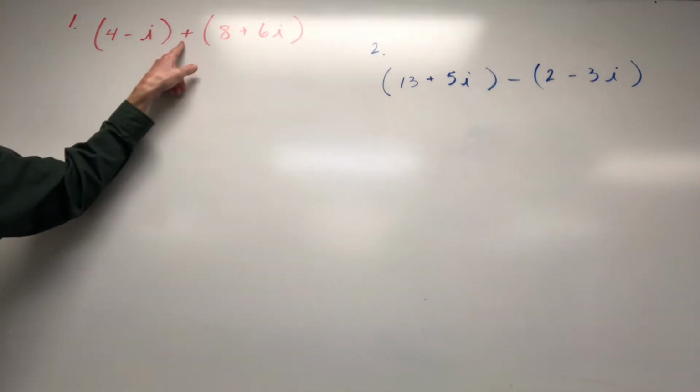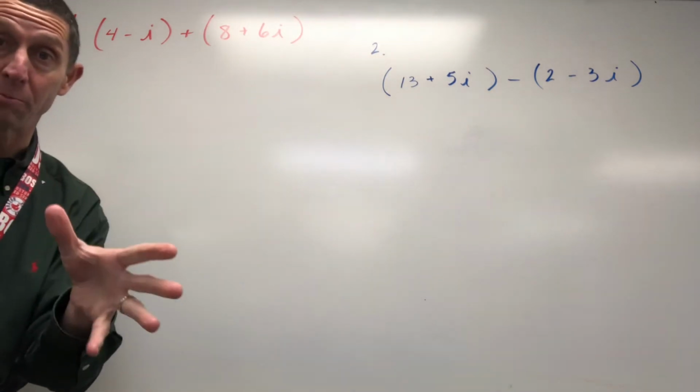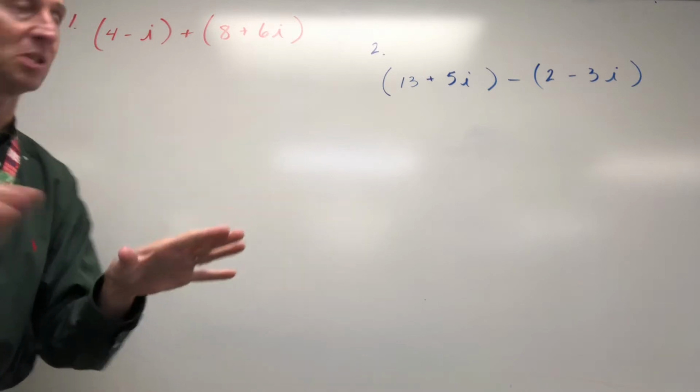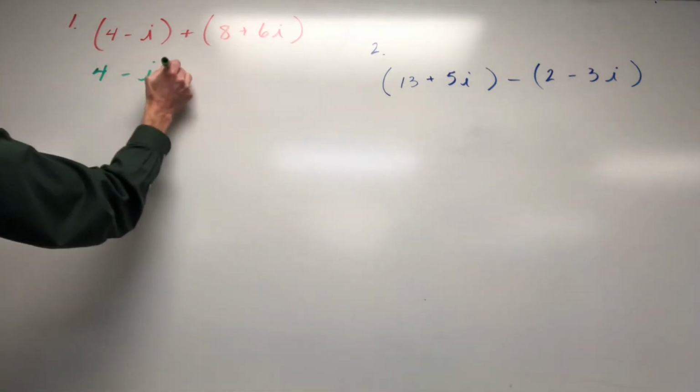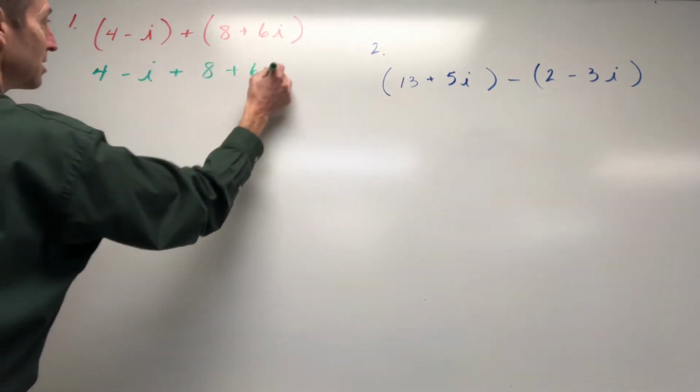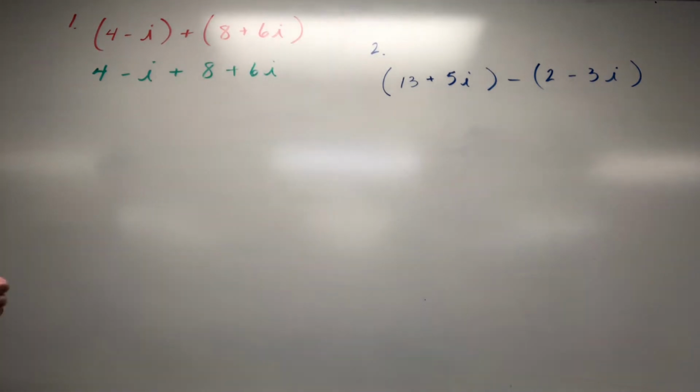First one we've got is an addition. If it's addition, if it's a plus sign, that's awesome. You don't have to change anything. So just drop those parentheses. 4 minus i plus 8 plus 6i. You don't have to change a thing.